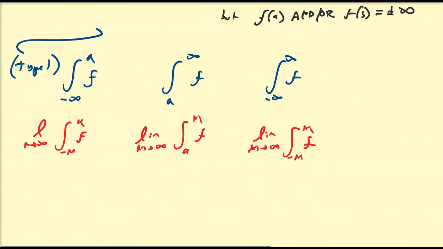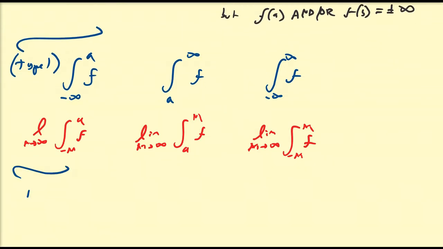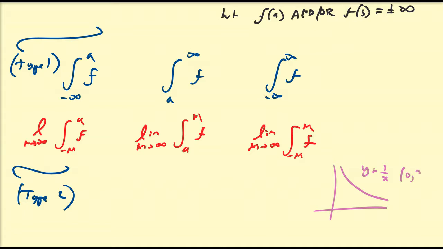So for type 2, we're going to do a similar approach. What do I mean by the function is infinite at a particular point? Consider y equals 1 over x on the interval 0 to 2. So 0 to 2 is going to be this interval. It's finite on the interior, but it's infinite at the endpoint of 0.